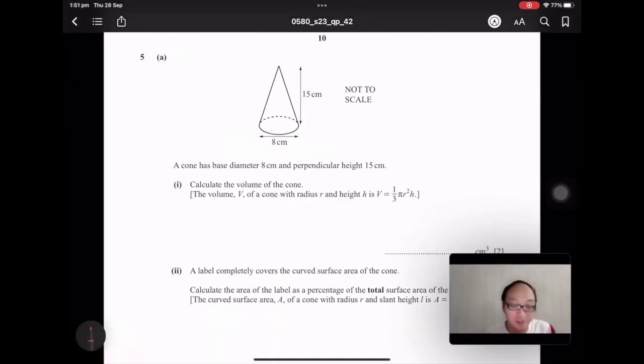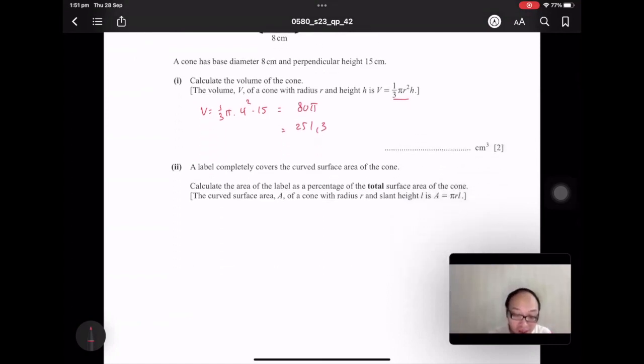Number 5. A cone has base diameter 8 and perpendicular height 15. Calculate the volume. They give us the volume formula, yeah. So the volume is 1/3 pi r square h. The r should be 4, so 1/3 times pi times 4 square times 15. So equals to 80 pi, or should be 251.3.